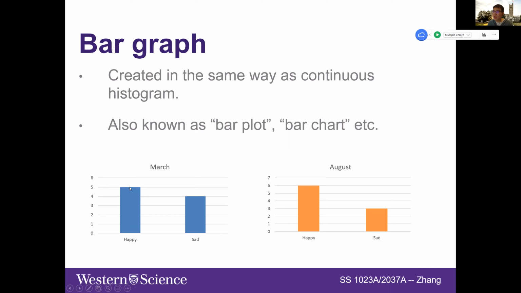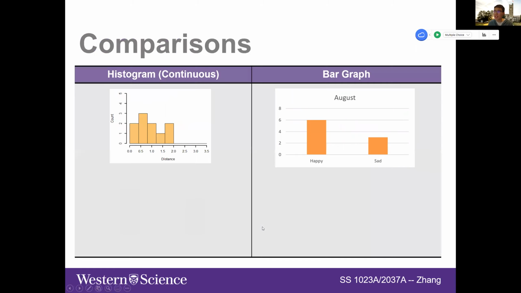As you can see, we describe the distribution according to the count. Similarly, we can also transform this into frequency by dividing each count by the total number of data points we have. Right now we have 9 data points in March and 9 data points in August, so to transform into frequency, we just divide each number by 9. That's exactly the same as in the histogram.